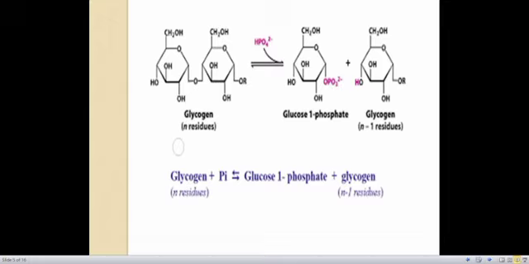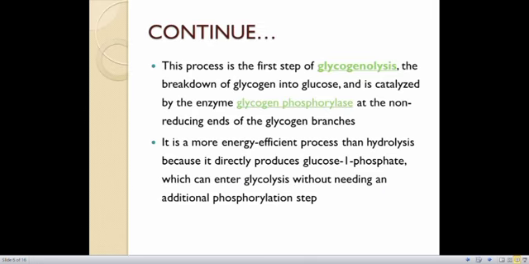We had already discussed that, that glycogen contains glycosidic linkages. Whenever phosphate is added, then this phosphate replaces one end of glycogen and it converts the glycogen into glucose 1-phosphate. And glucose 1-phosphate is an energy efficient compound. Okay, this is the process of phosphorylasis of glycogen. Going further, and this process is the first step of glycogenolysis.